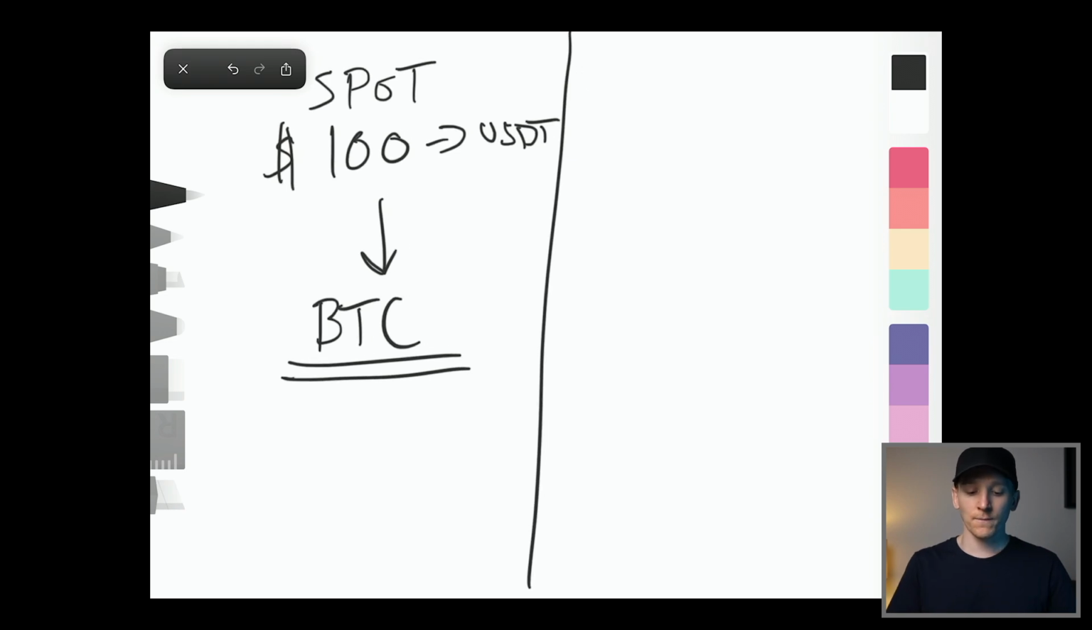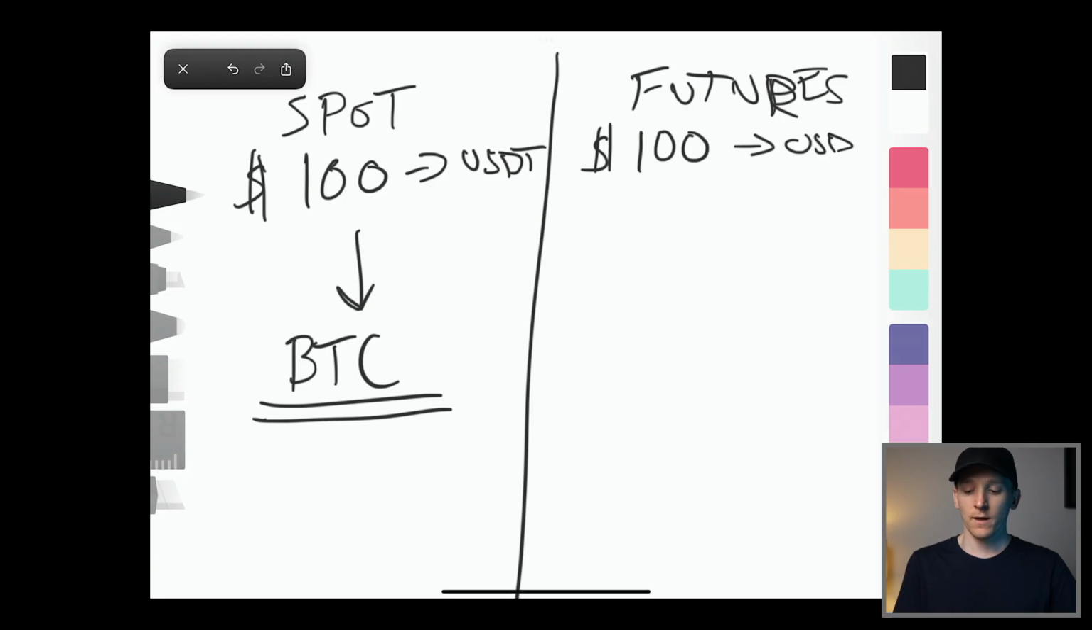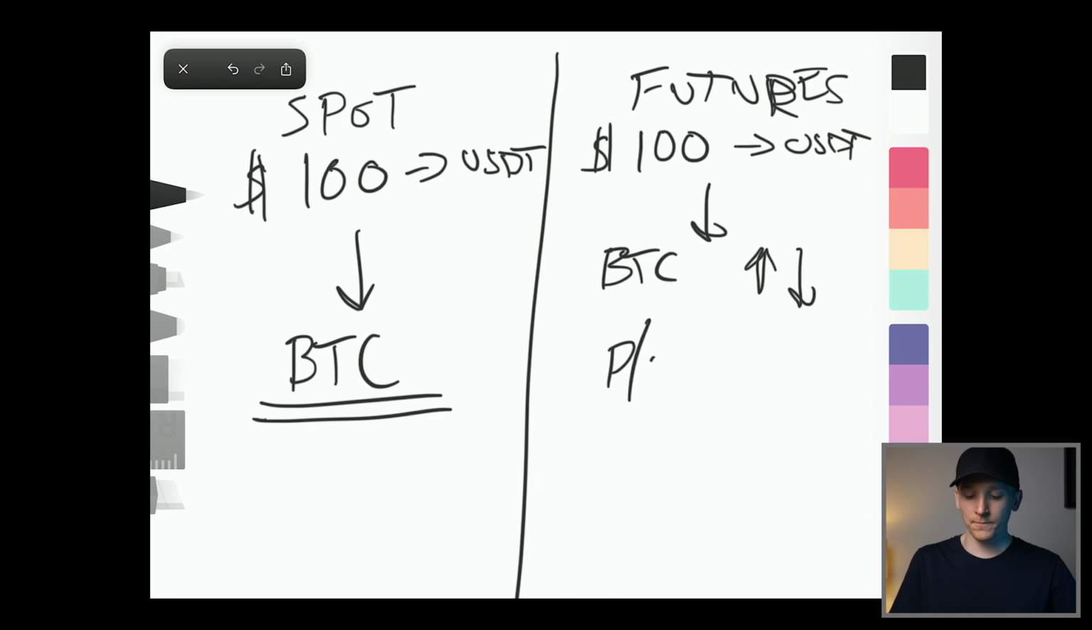Now, what's different is the futures market. Futures are very different in that you don't actually trade the underlying asset. So with futures, you take $100, and you can turn that into USDT. And then what you do is basically fund your account with this collateral that you have. Now, what you can do is basically bet on the price of Bitcoin going up or down. This is very different. And then what happens is that your P&L, your profit and loss, basically goes into your account, whatever that may be.